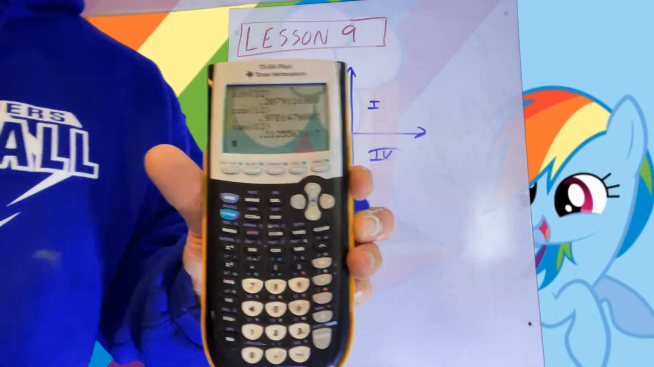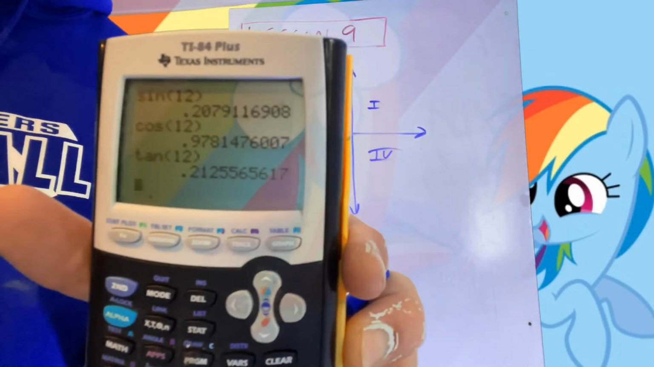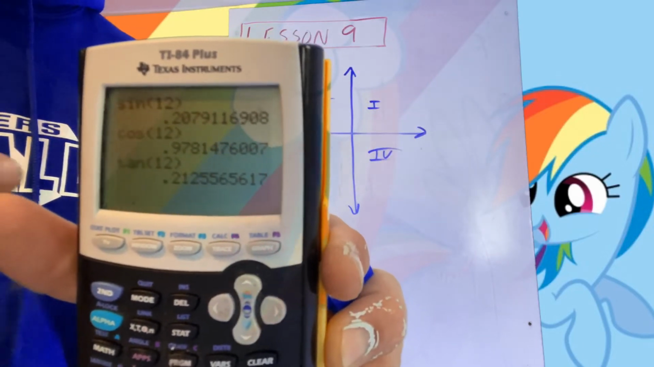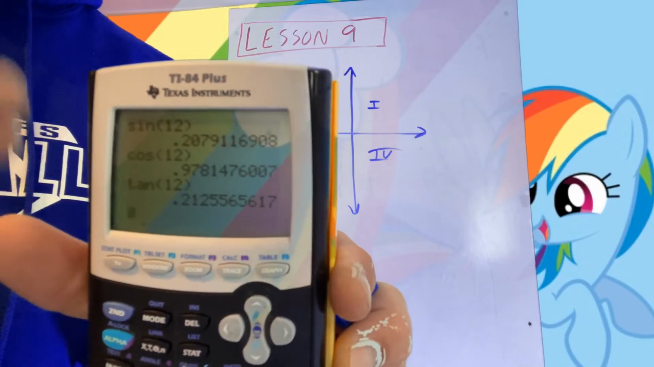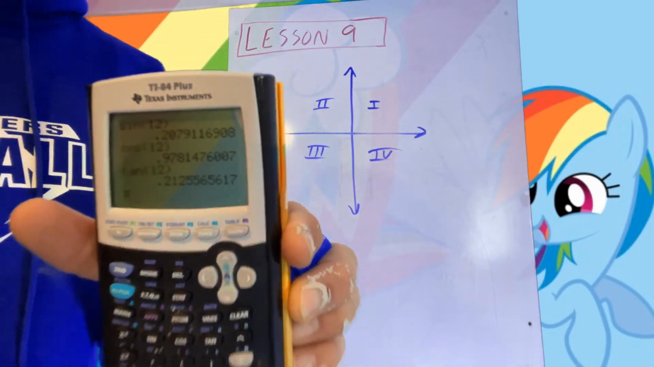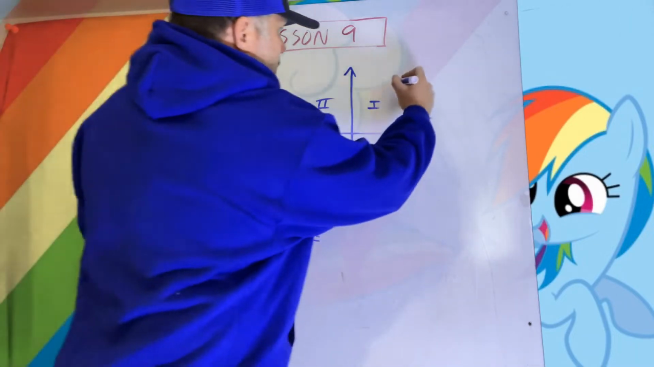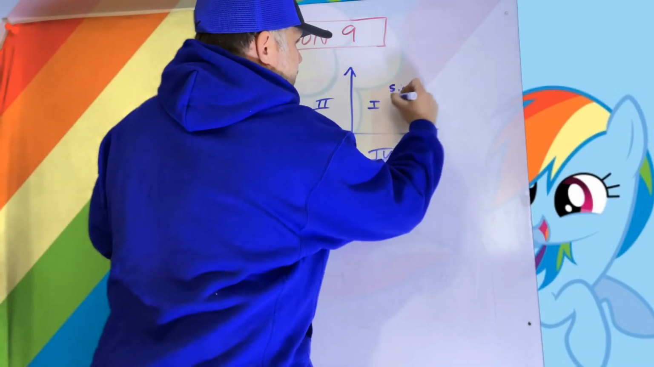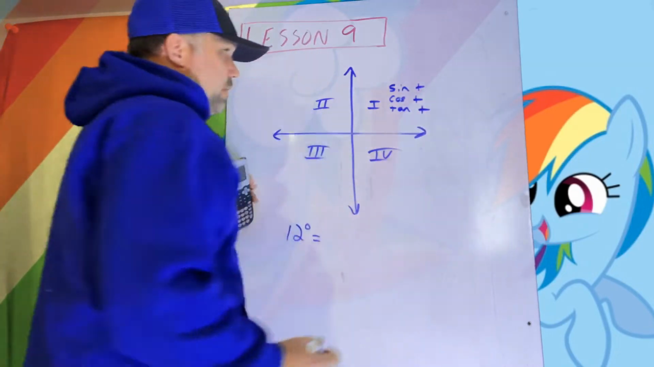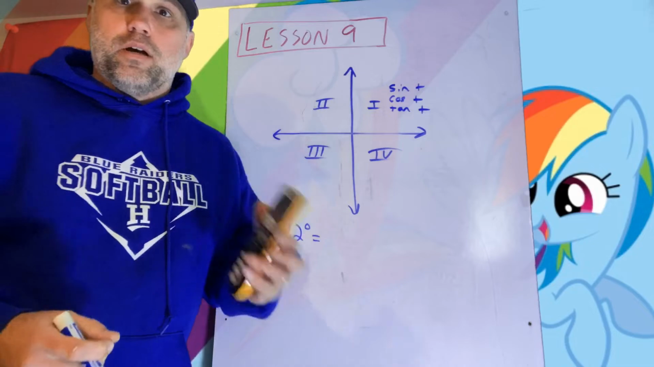Now I want you to look at the answers I got for all of those. Are those answers positive values or negative values? It looks like they're all positives. They're not very nice answers. They're ugly looking decimals, but they're all positive. So in quadrant 1, sine is positive, cosine is positive, and tangent is positive. So all 3 of them are positive.